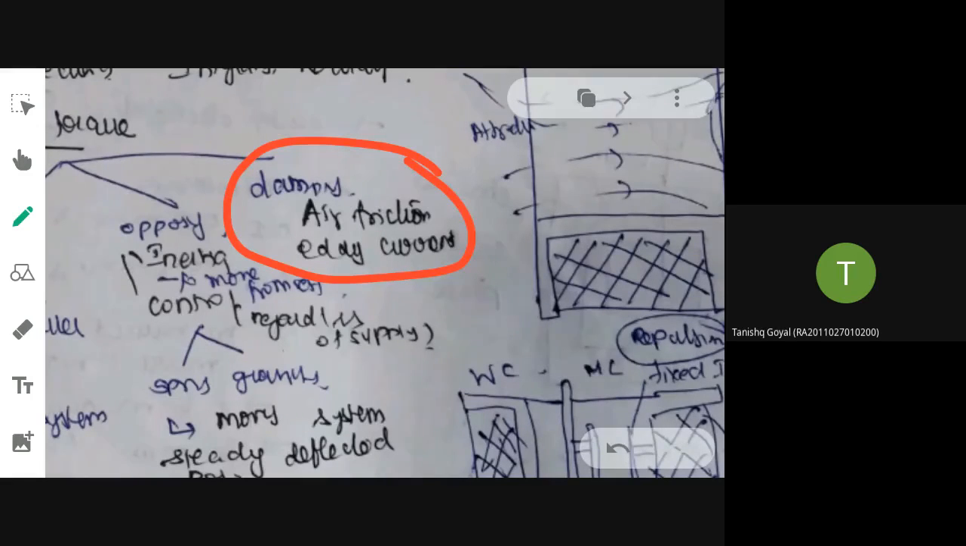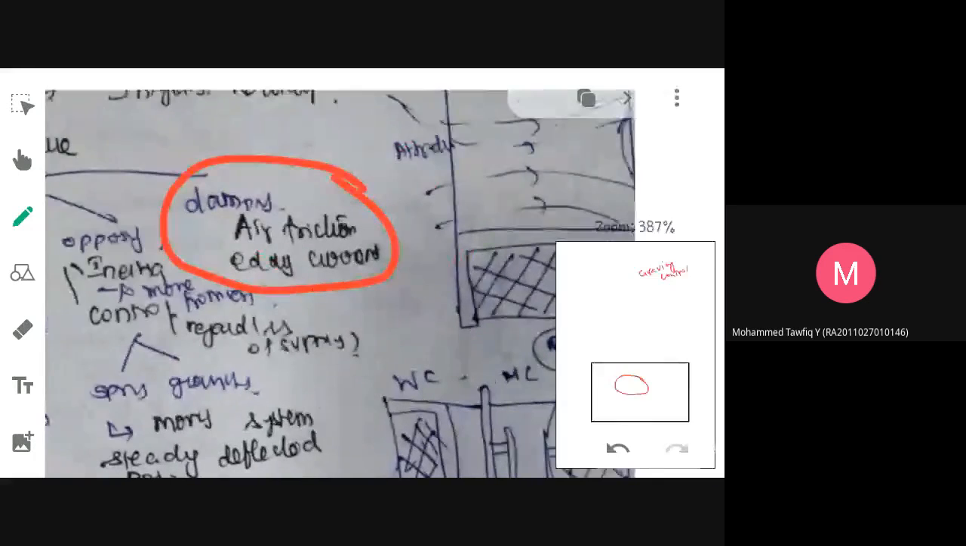What is damping torque actually? The pointer or the needle always moves on the scale, but it should take just the right time to indicate the reading. That right time is set by the damping torque. Damping torque is classified into how many categories? Air friction and eddy currents. Air friction and eddy current damping.